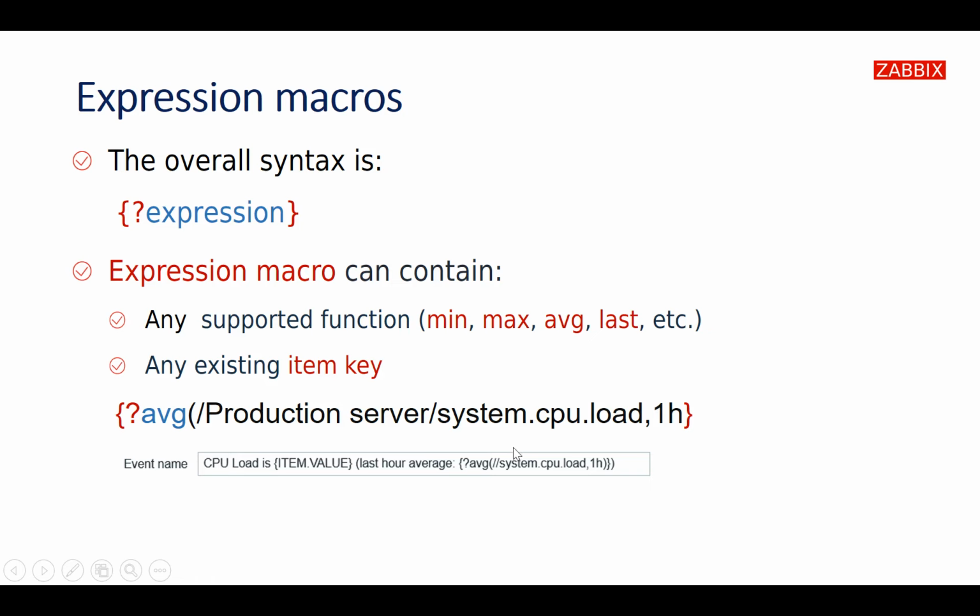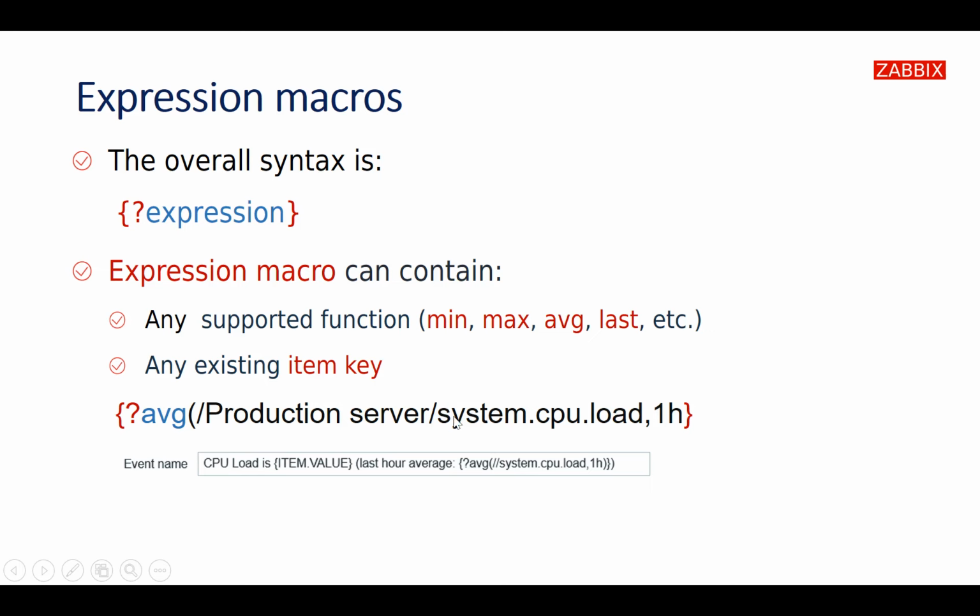So let us view how we received an average for the CPU load within the last hour. We define that we are referencing an expression macro by an opening curly brace, then a question mark. We use the function average, and the time period for which we are evaluating the item data is 1 hour. The h suffix stands for hours, and then we reference which item should be evaluated. First it is a host name, and after the slash there is an item key.